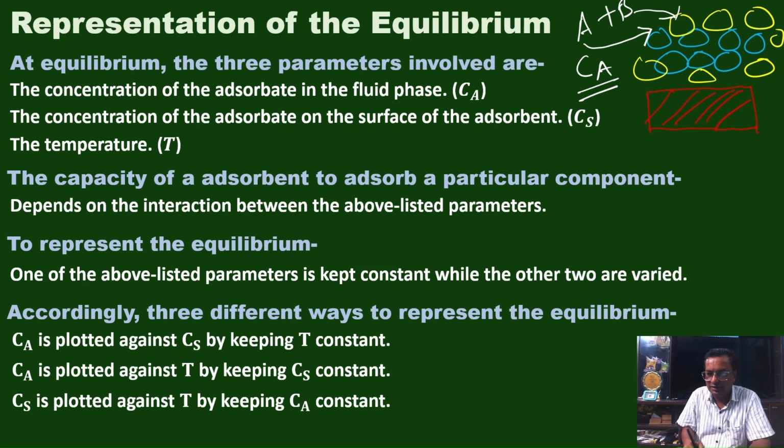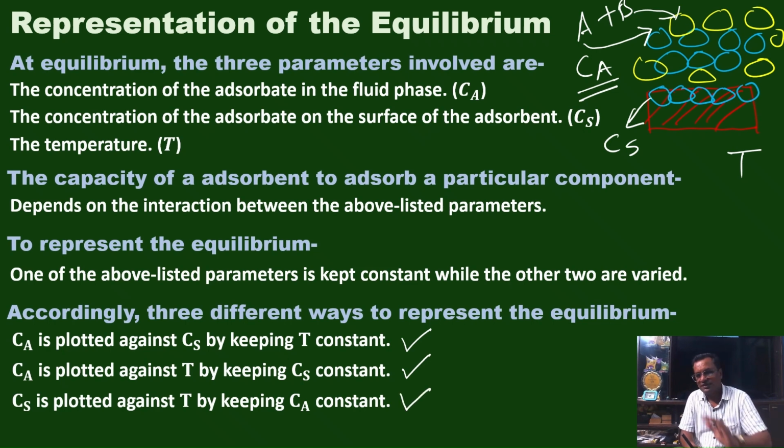And then when molecules of A get adsorbed on the surface of the adsorbent, the concentration on the surface of the adsorbent we are denoting by Cs. And then the third parameter is temperature. So accordingly, Ca can be plotted against Cs by keeping T constant. Ca can be plotted against T by keeping Cs constant, and Cs can be plotted against T by keeping Ca constant. So these are the three ways in which you can represent the adsorption equilibrium.